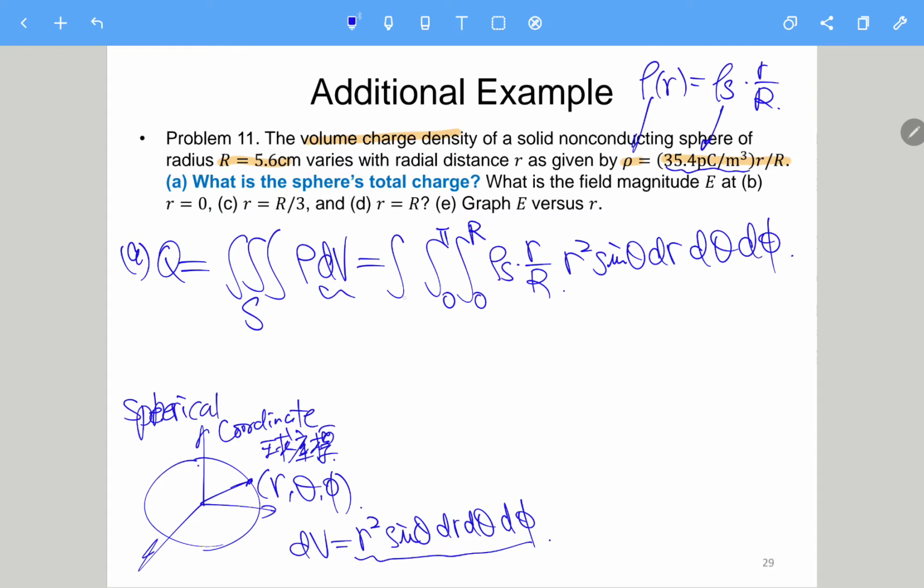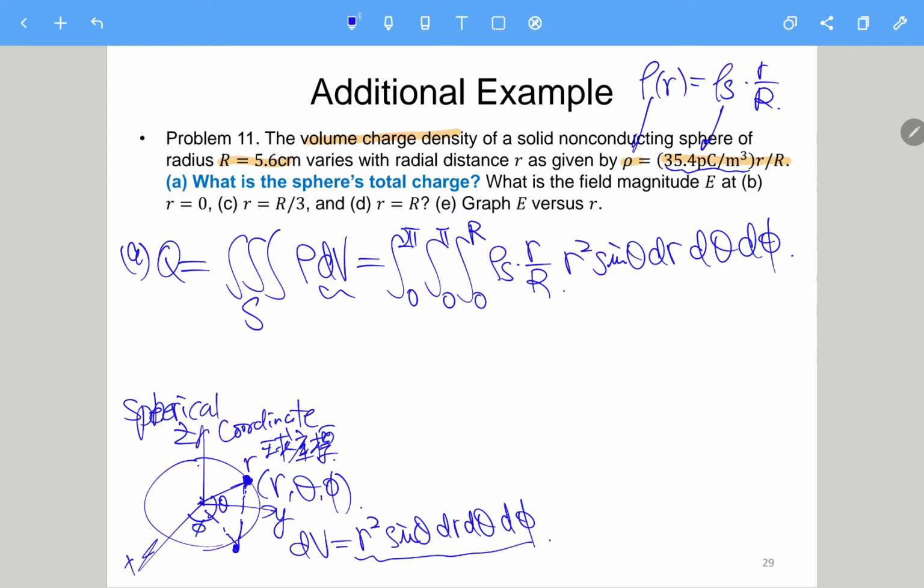Yeah. And then for phi, it should be from 0 to 2 pi. You can check the spherical coordinates on maybe Wikipedia. Suppose you have a point here. R is the distance from this point to the origin. Then you can project it onto the xy plane, and this is Z. When you project this point to the xy plane, this angle will be phi, and this angle will be theta.